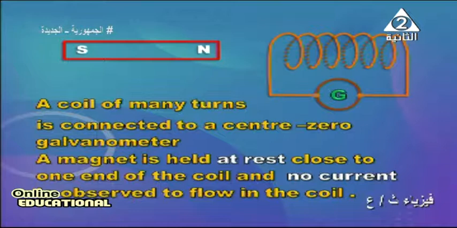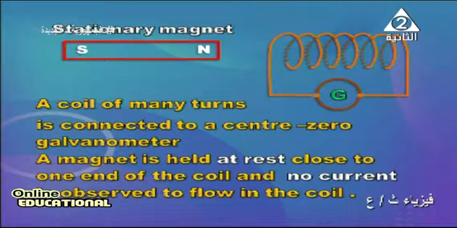But as long as the magnet is stationary, held at rest, the field that intercepts the coil is not changing. A magnet is held at rest close to one end of the coil, and no current is observed to flow in the coil. Why? Simply because the magnet is stationary, and the center zero galvanometer's pointer is at the center, it shows no deflection. So we don't have any current, though we've got a magnetic field that intercepts the coil, but it's not changing.